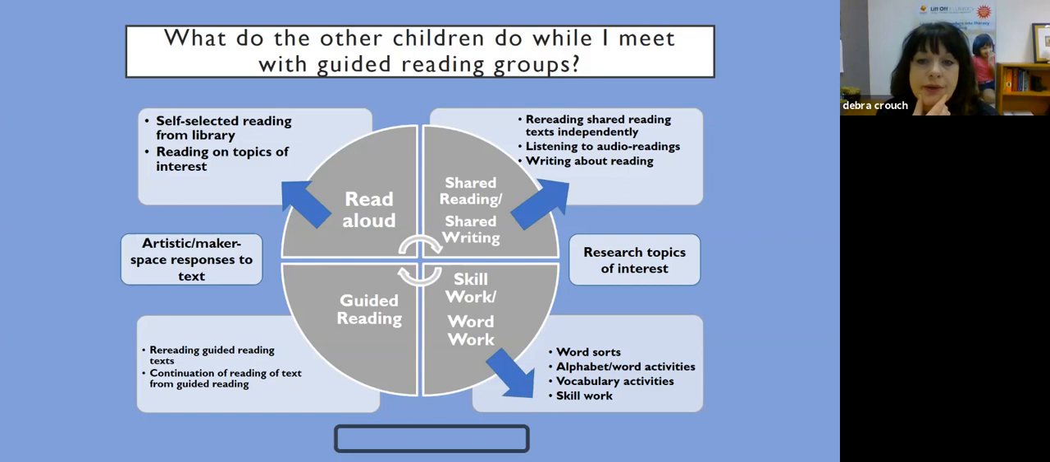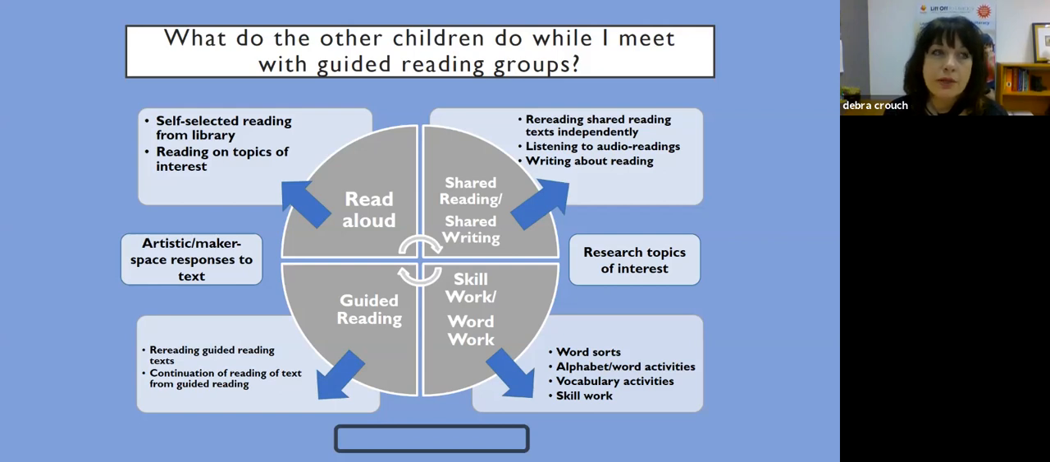The kids may be doing some types of extended skill work or word work that is taking them into looking at the graphophonic work, like word sorts or alphabet and vocabulary activities. They may also be rereading guided reading books.